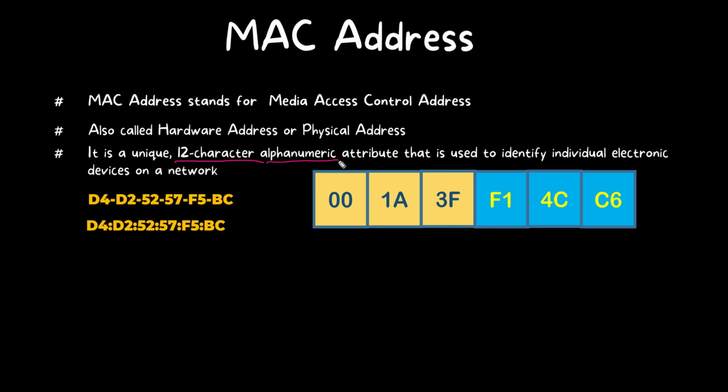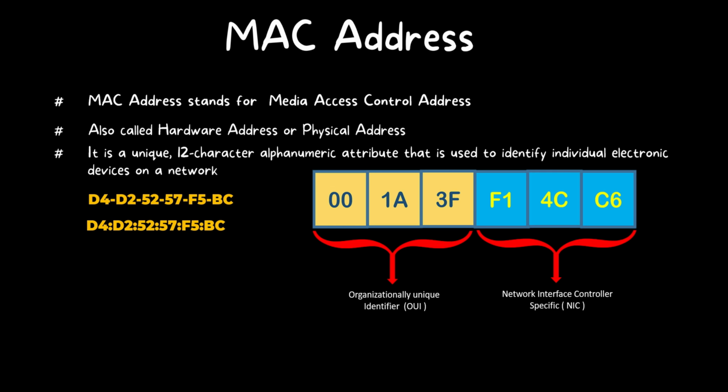So that's why we call a MAC address an alphanumeric attribute. Now when we look into a MAC address, we can see there are 12 characters. The first 6 characters are called the organizationally unique identifier, or OUI. The second 6 characters are known as the network interface controller specific, or NIC. So what is the difference between these two groups?